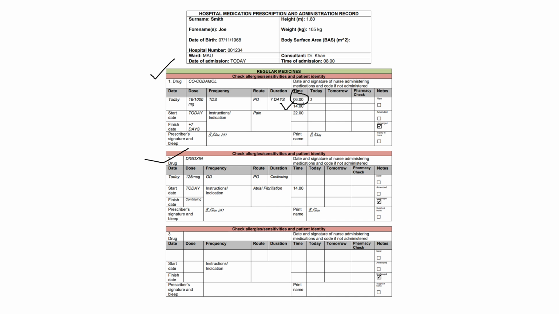We have to tell the patient, can you please tell me your name, date of birth? Okay, it is Joe Smith. We have to check with the ID band and with our documentation, so the patient is correct. And we have to tell the patient the side effects of this medication, okay.